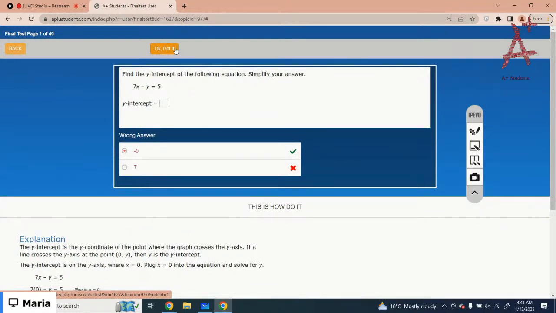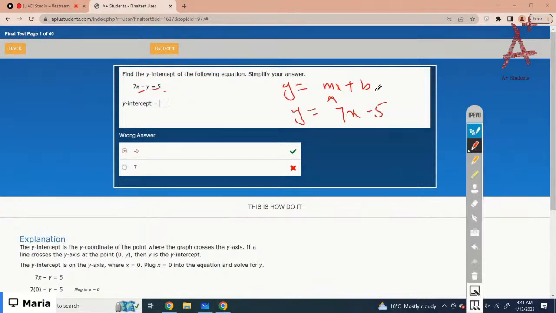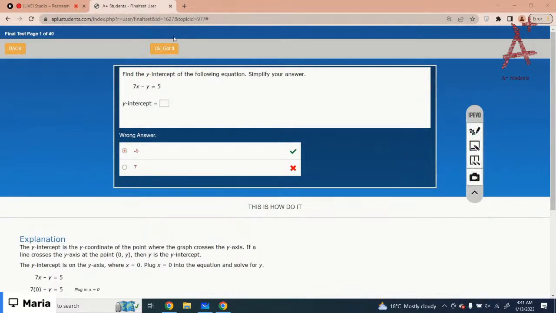Oh, you have to find the y-intercept, not the slope. Got it? Just rewrite the equation like I did. So it would be y equals mx plus b. B is the y-intercept. So the y-intercept is negative 5. Got it? So the correct option is negative 5.